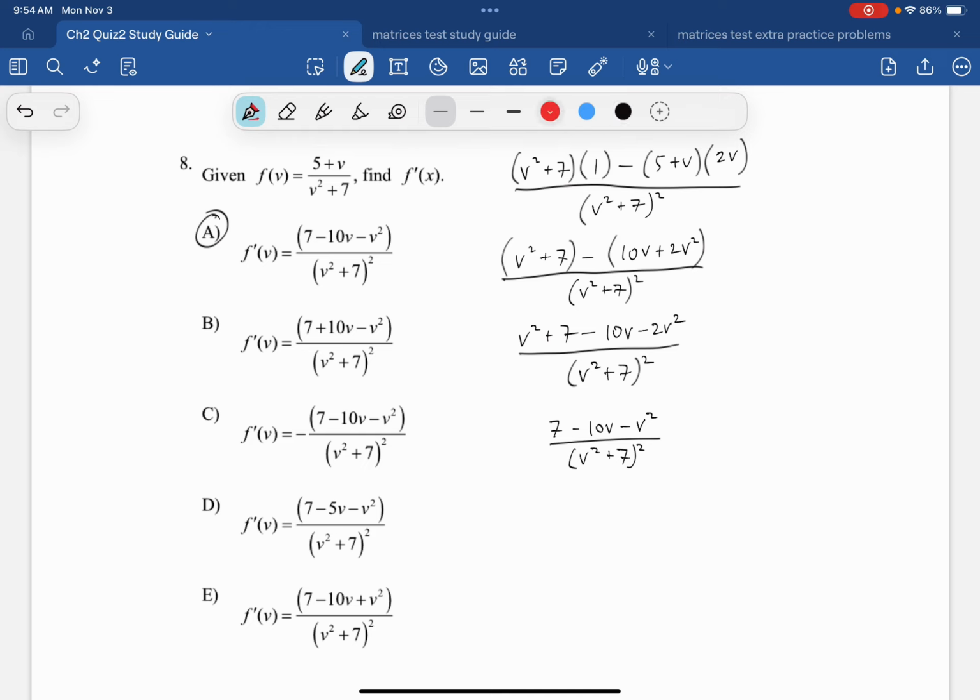Okay, and so if you had mistakenly not put these parentheses here, if you had not used those, then you would have gotten, okay, good news, you wouldn't have gotten any of these choices, so you would have realized your mistake. But make sure you don't do that on the test.